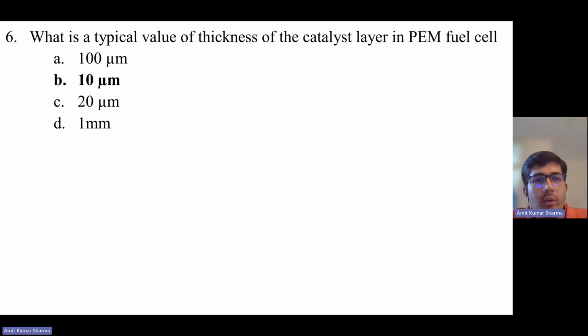What is a typical value of thickness of the catalyst layer in a PEM fuel cell? Try to remember this. You know there is a catalyst layer in a PEM fuel cell to perform the electrochemical reaction. So what is the typical value of thickness of that layer? 100 micrometer, 10 micrometer, 20 micrometer, or 1 mm. Let me know the answer.